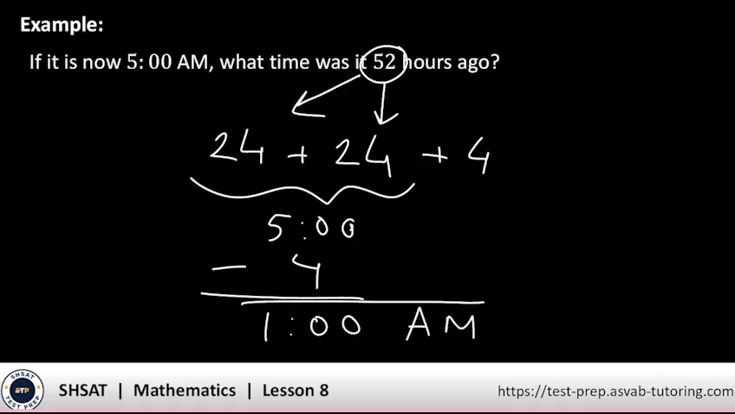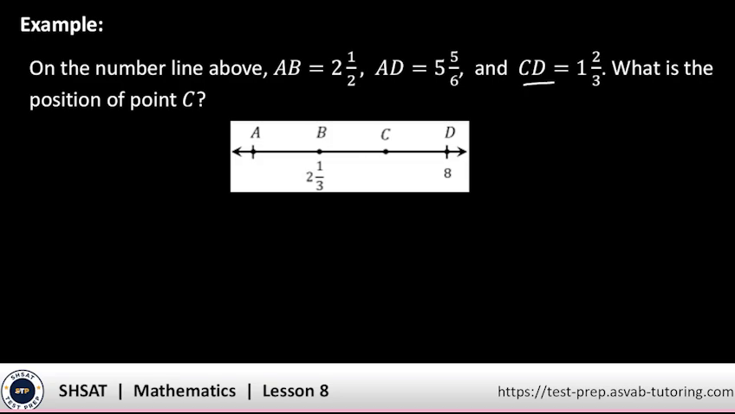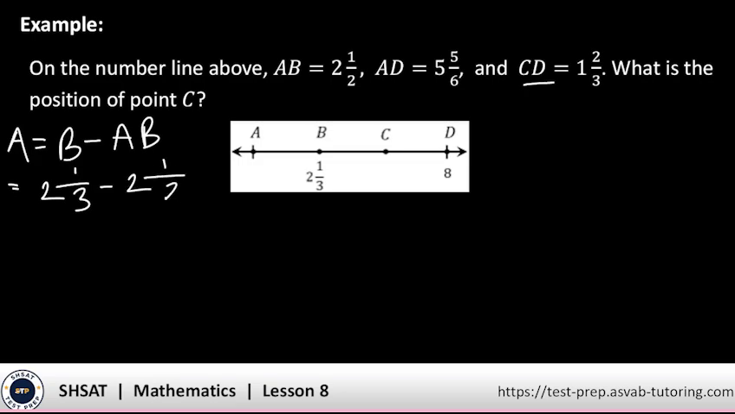That is my answer. So here we see on the number line above, AB equals 2.5, AD equals 5 and 5/6, and CD equals 1 2/3. So what is the position of point C? First of all, because AB is given as 2.5, if I want to figure out the value for A, I can see that B is 2 and 1/3, so I can write B minus AB to figure out the value for A, right? So B is 2 and 1/3, and AB is 2.5. So let's just do the math here.